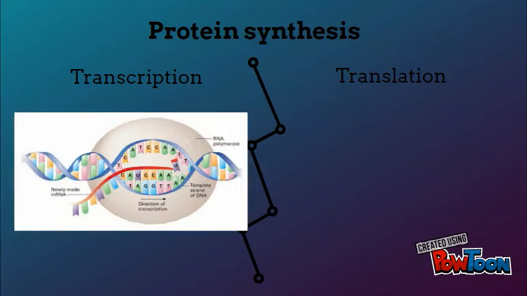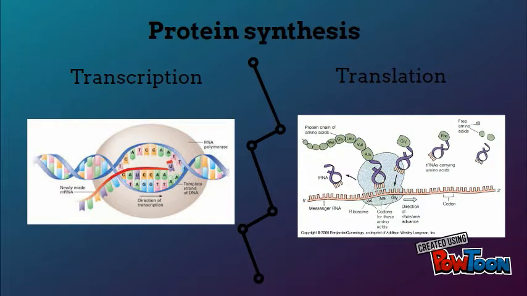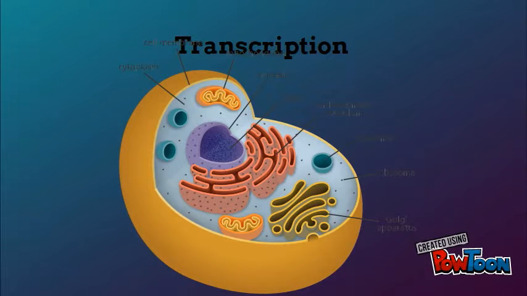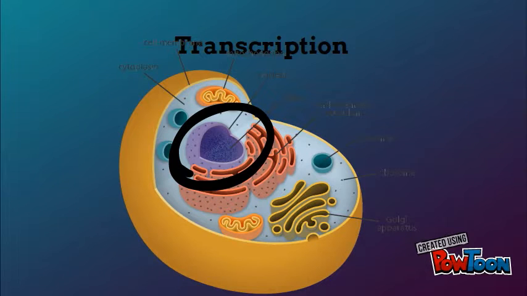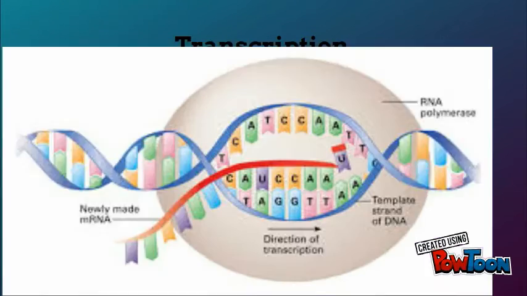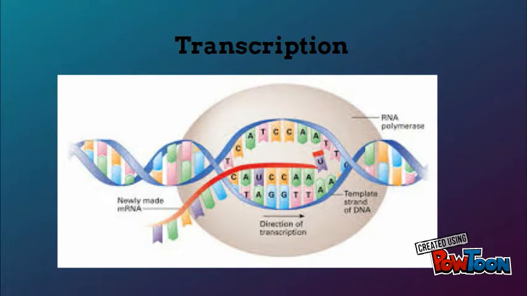Protein synthesis is a process divided into 2 steps: transcription and translation. Transcription takes place in the nucleus. During transcription, the RNA polymerase binds to DNA and opens it so that complementary bases pair with the DNA to form an mRNA strand.